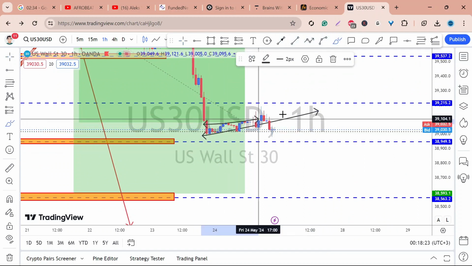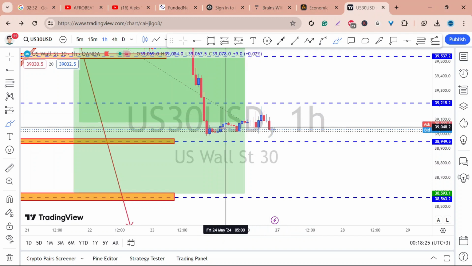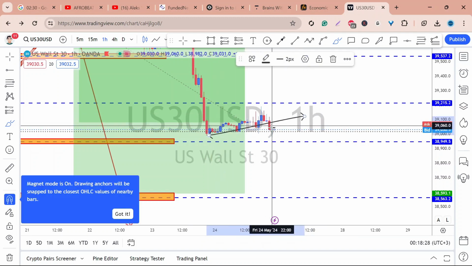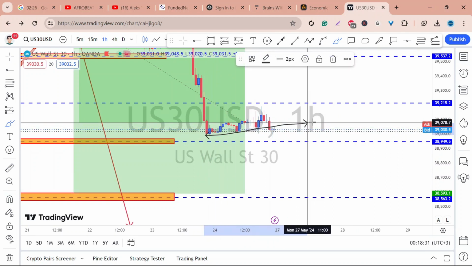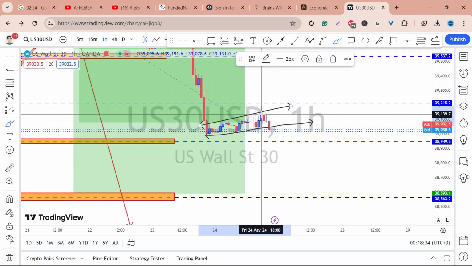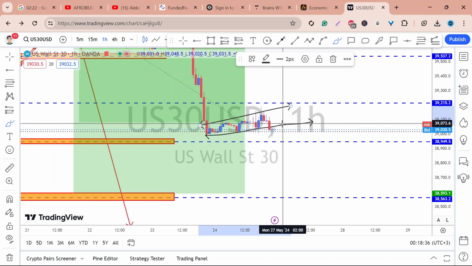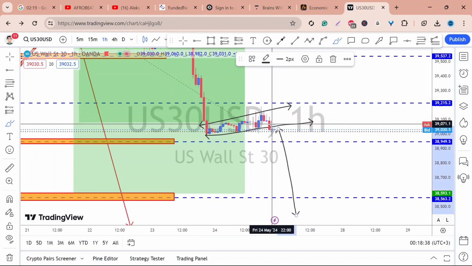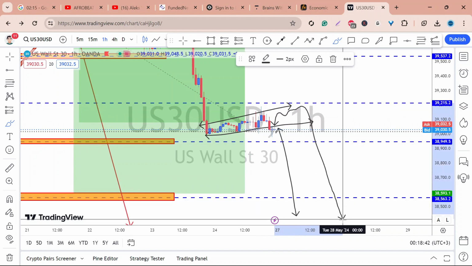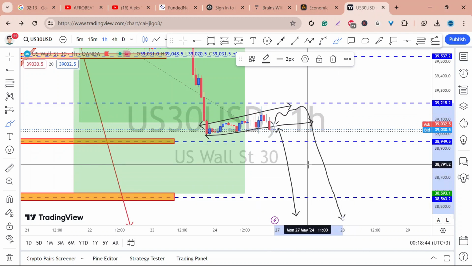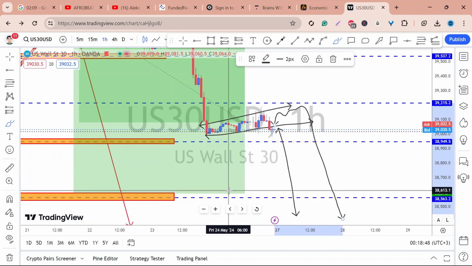We are actually breaking out of this beautiful flag here. As you can see, it's either we continue with this move, or we might pull back a little bit to this level, then proceed down. So for US30, we are still looking for a bearish move until the next key level.